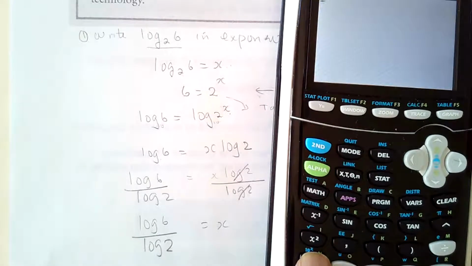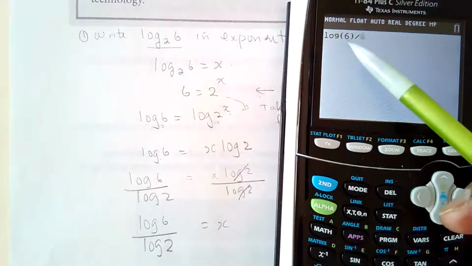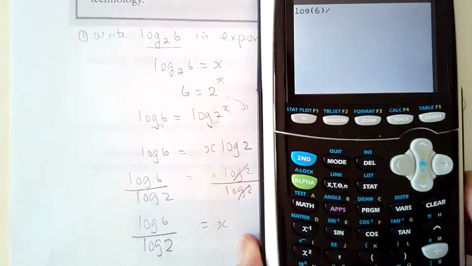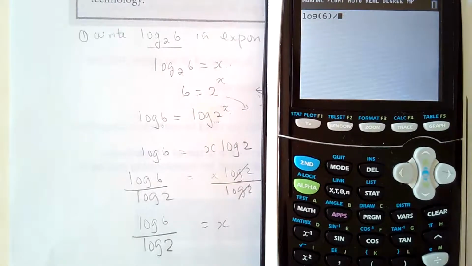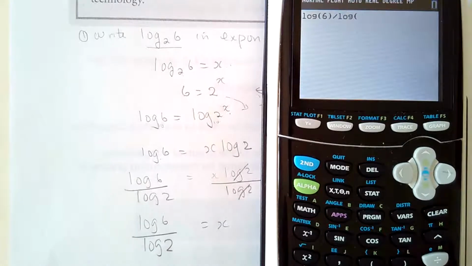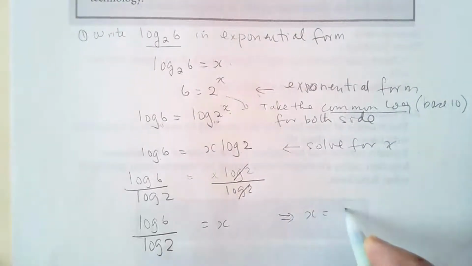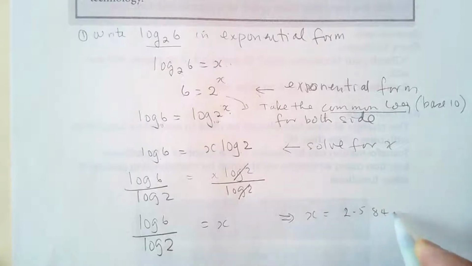Okay. So log 6 divided by, make sure whenever you're doing this, you put a bracket around it, divided by log, oops, no, not natural log, log 2. That'll give me a result of 2.5849. So we can say that x is equal to approximately 2.5849, and it goes on.